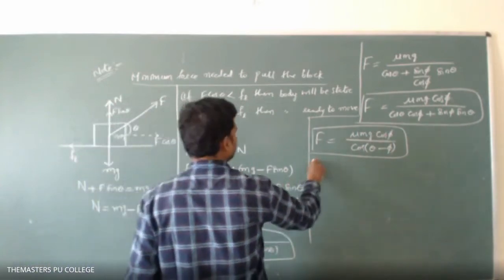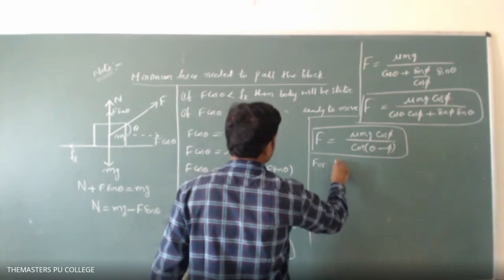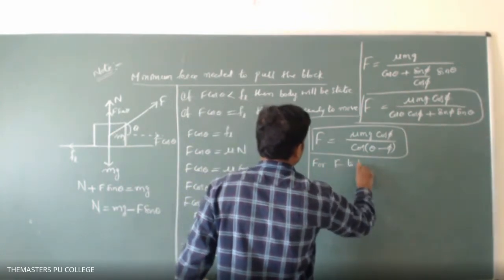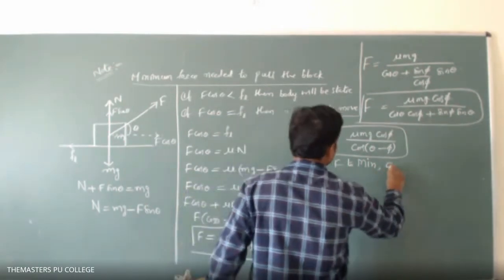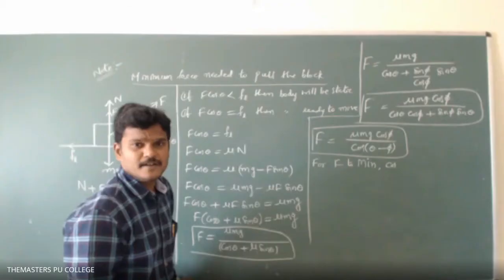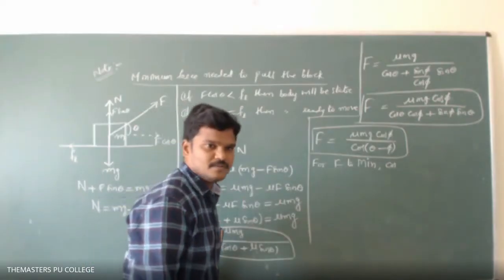For F to be minimum, which value is maximum? Sir, the board is blurred, sir. Now, I'm not changing anything here actually. Still blurred, sir. Yes, sir. Maybe the signal problem. Check it once.